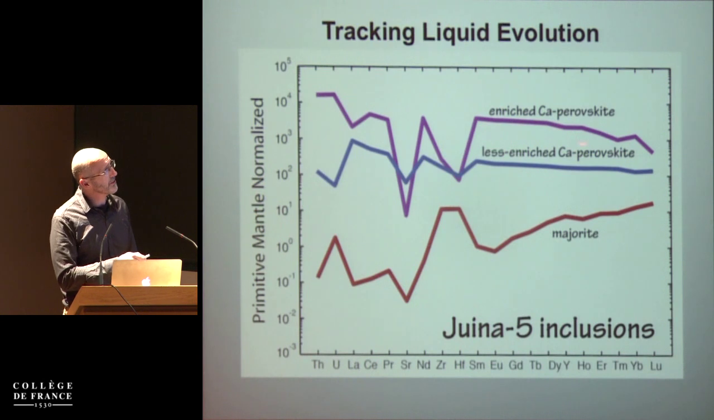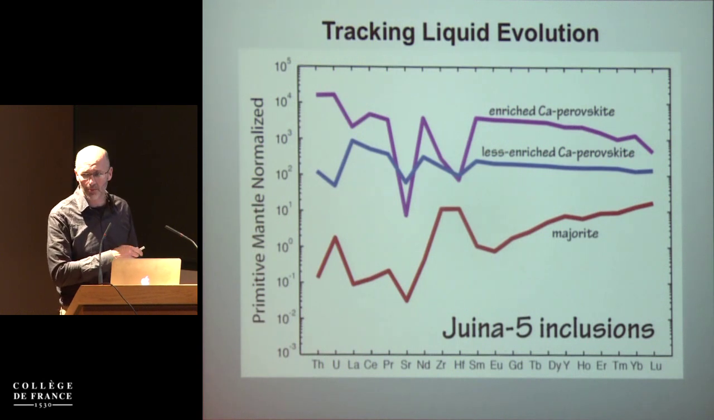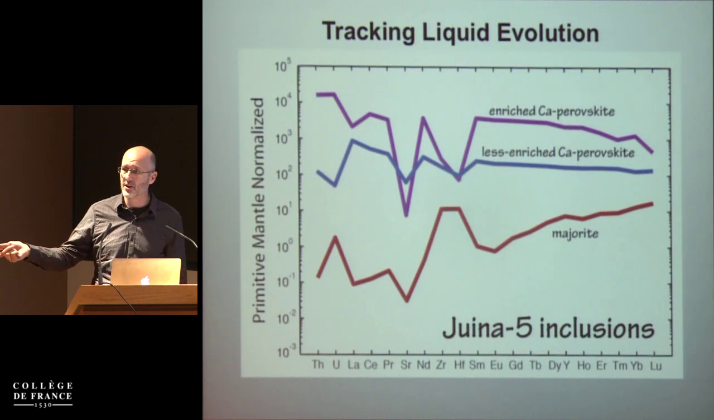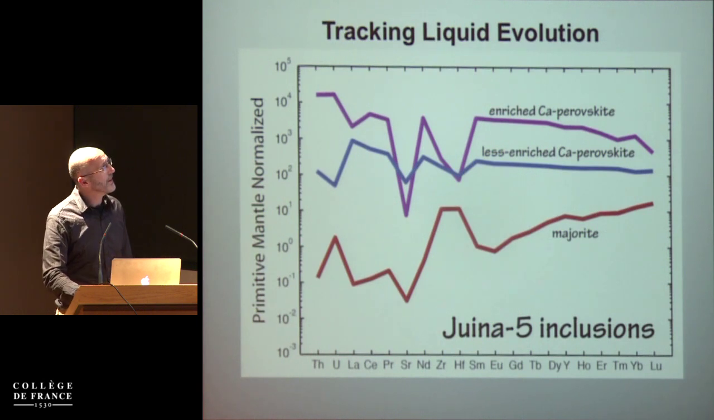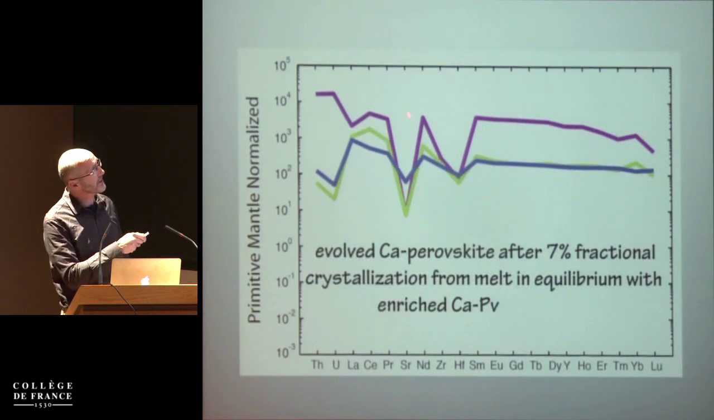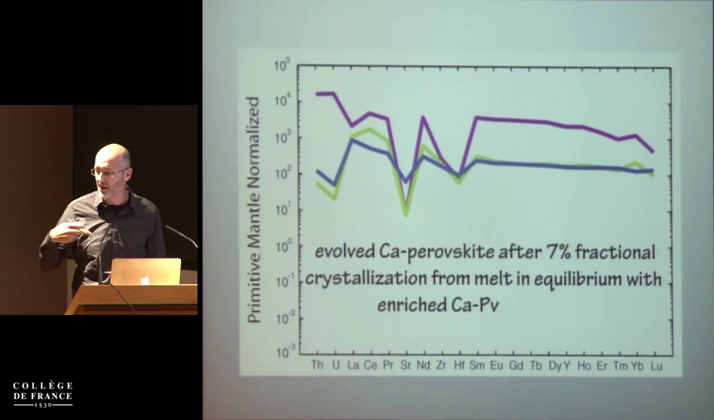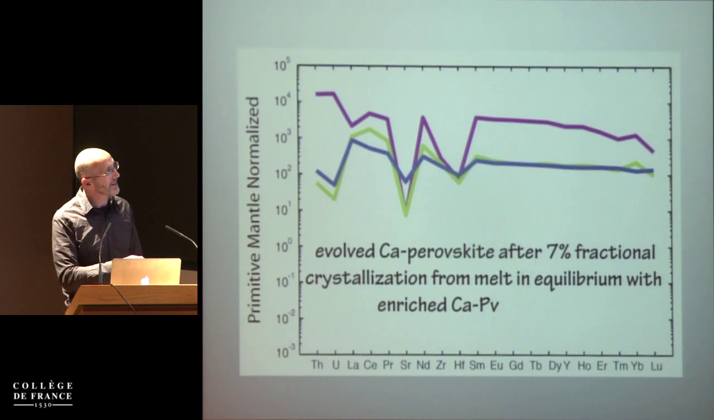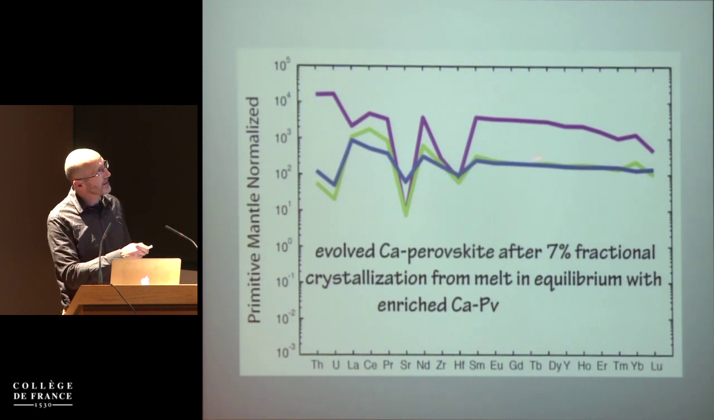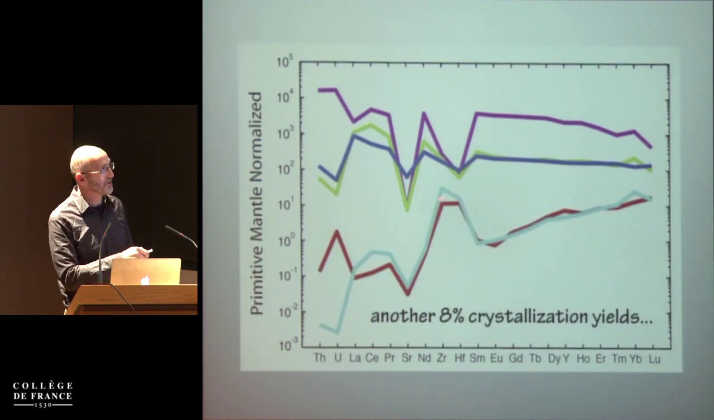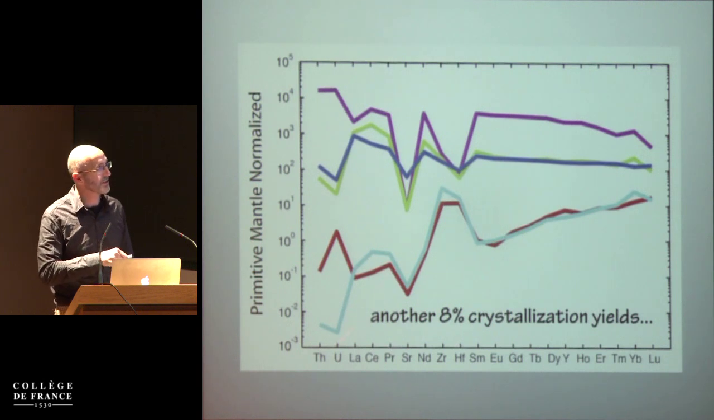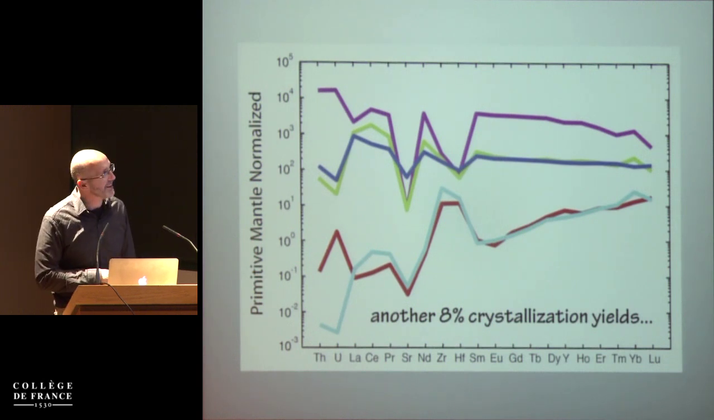We can take that even further. So these are melts. This is the most enriched calcium perovskite melt. This is the less enriched calcium perovskite melt, and this is the melt you would calculate to be in equilibrium with our majorites. Because if the calcium perovskites are forming by crystallization from a carbonated liquid, maybe the majorites are as well. And what we find is that if you take that melt and then you start crystallizing calcium perovskite from it, sort of a liquid line of descent, we can easily reproduce the least enriched calcium perovskite. And then another 8% crystallization does a pretty good job with the majorite. We're a bit off down here, but we can probably find a way to do that.